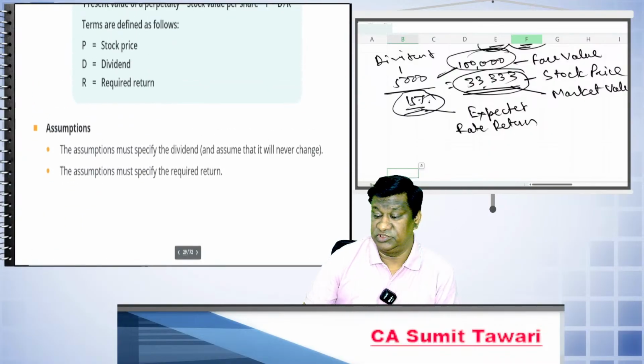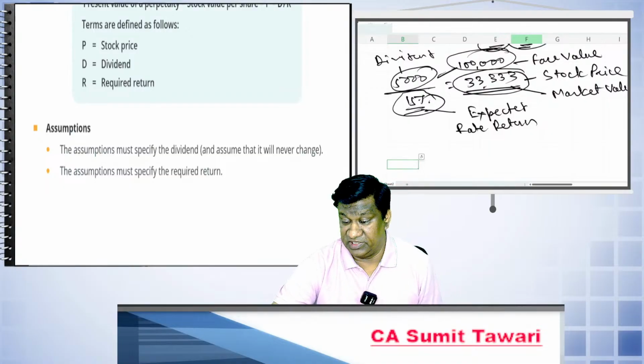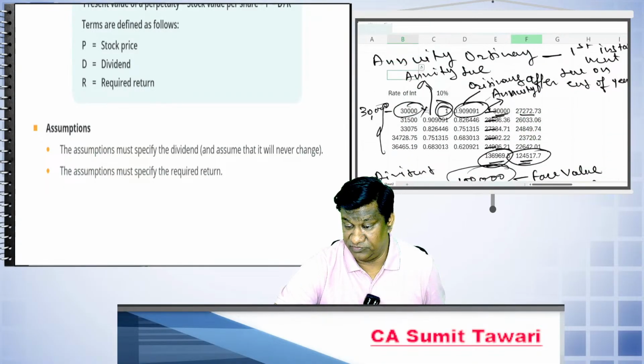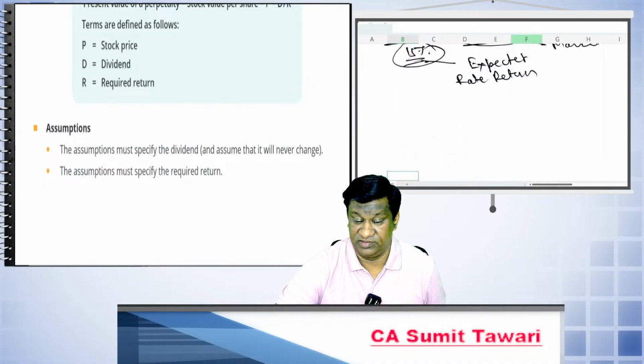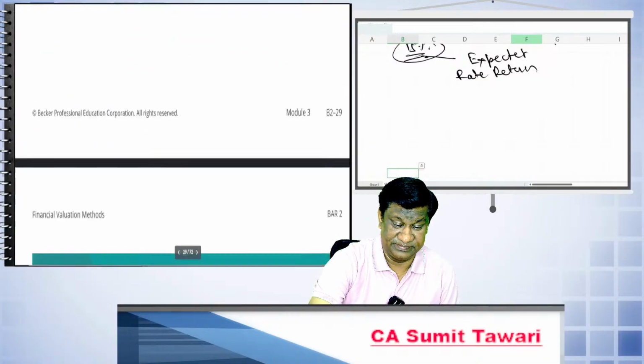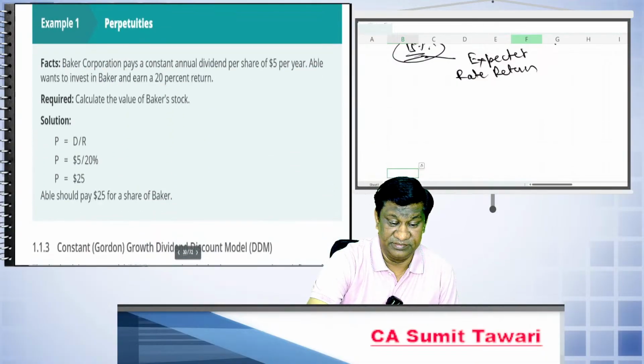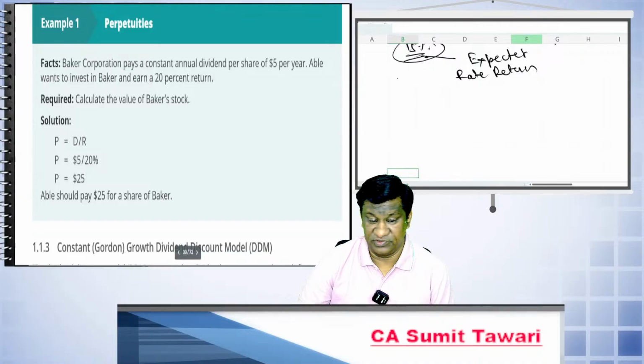So here zero growth rate means the same amount you are getting year on year. But it may be possible that in this cash flow, I apply a 5% growth every year. In that situation, the formula is something different. We can see this. This is one example actually.